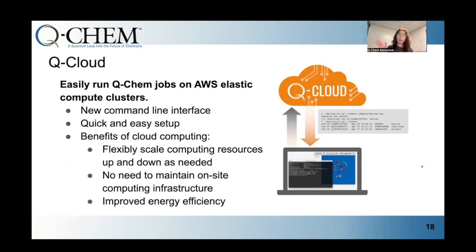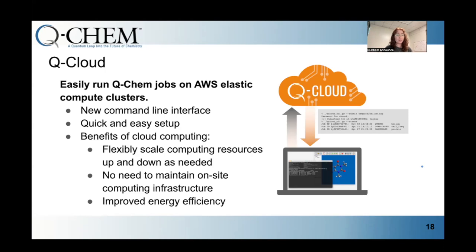Another sort of side note, but something that we've been excited about for a really long time and are really looking forward to releasing is Q-Cloud, which is a cloud computing option for Q-Chem. It allows you to run Q-Chem jobs on Amazon AWS EC2 infrastructure. We have a really nice command line interface for it, which Andrew Gilbert has worked really hard on setting up.